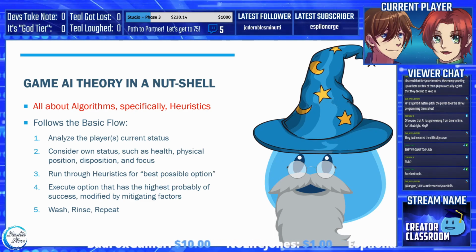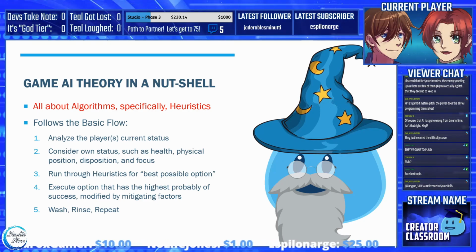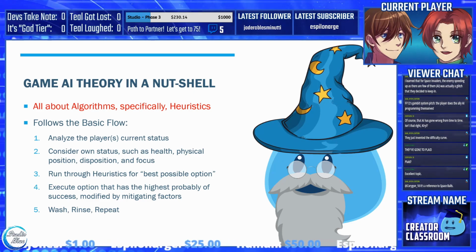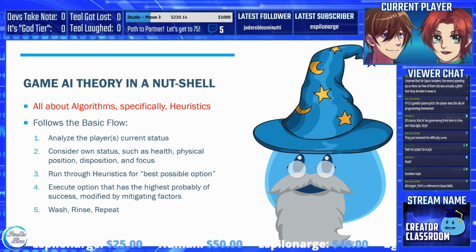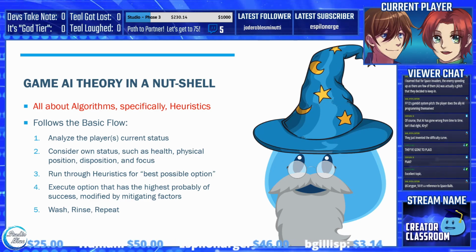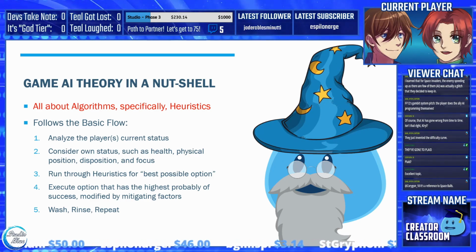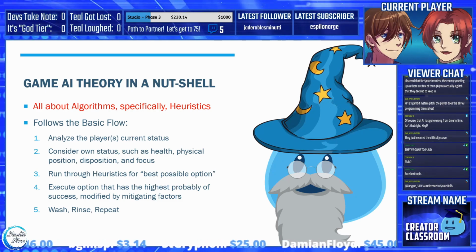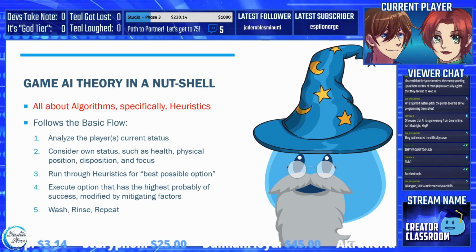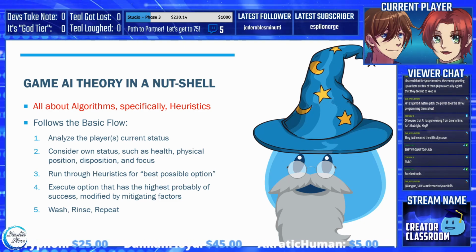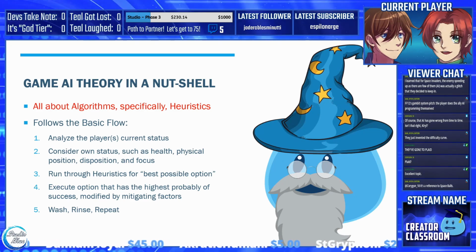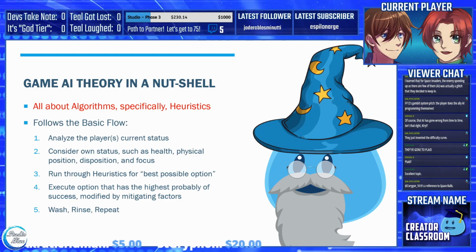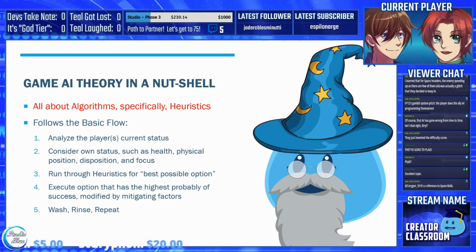It analyzes that. Then afterwards, it considers its own status, whether it be a monster, an environment, the game itself, whatever the algorithm is currently focusing on. It considers its own status, such as its health, its physical position, its disposition, its focus, all these variables. For a monster, it might be its hit points, whether it's buffed, who it's aggroing on. For a sound, because sound can be run by an AI, yes, Left 4 Dead did that.